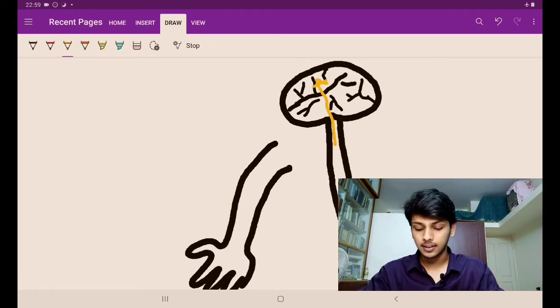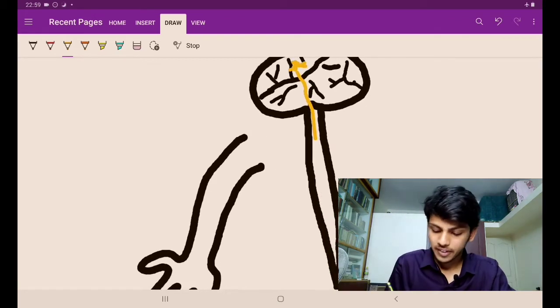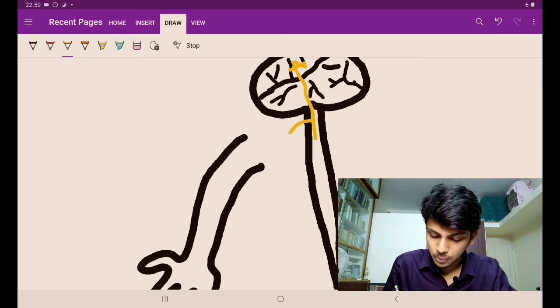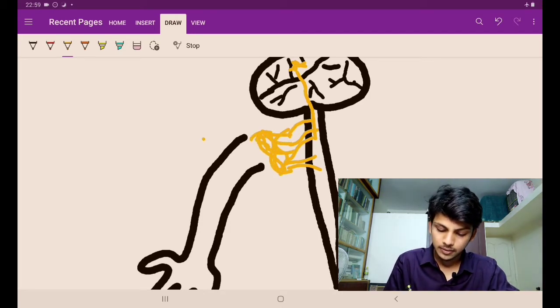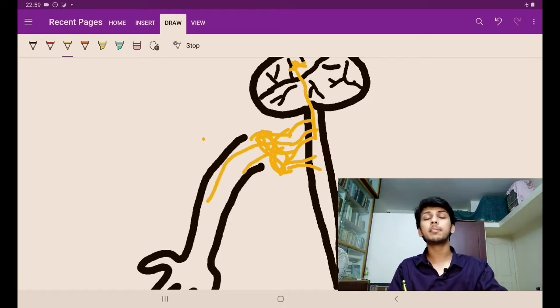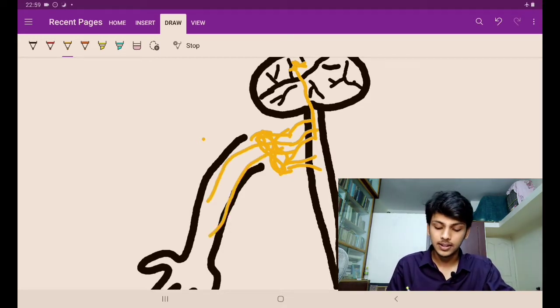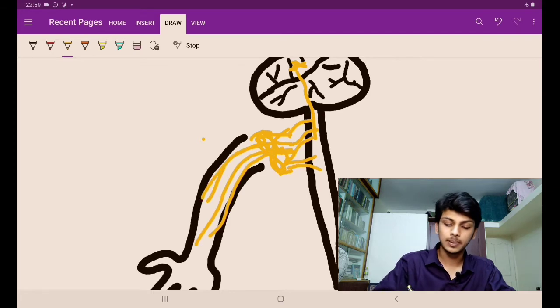Okay, see here guys, between C5 to T1 there are nerve roots which are coming, and they are forming a network. In different ways they are forming a network, and then they supply the different parts of the upper limb. This is known as the brachial plexus. We'll be studying that in detail now.